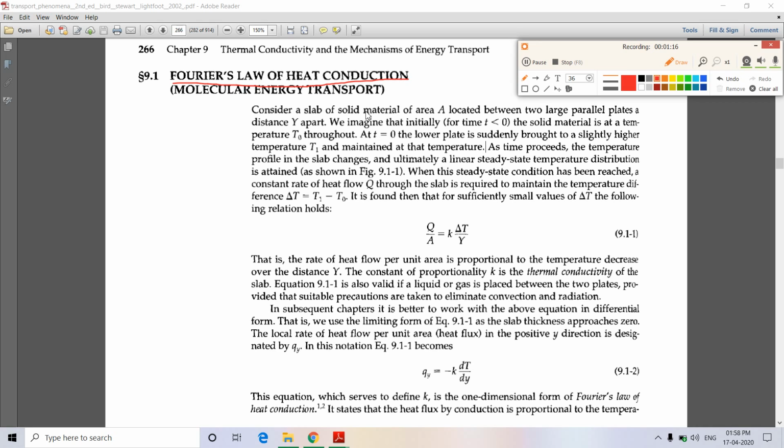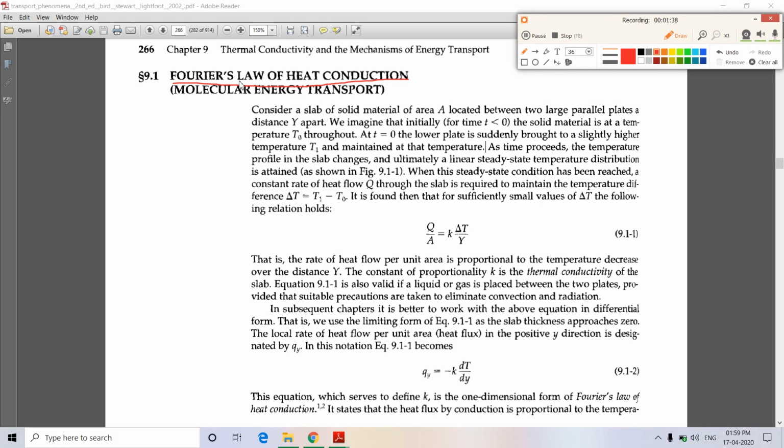First of all, in heat transfer we know that there are conduction, convection and radiation. We all know the definitions of conduction, convection and radiation. Basically Fourier's law is generally described for heat transfer in conduction. So let us start here. Fourier's law for heat conduction, or in other words molecular energy transport.